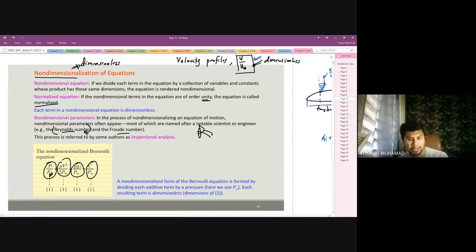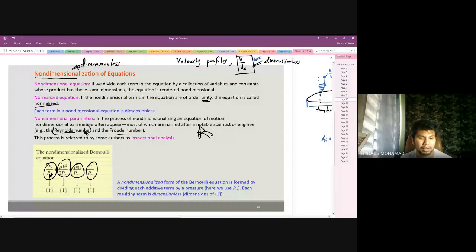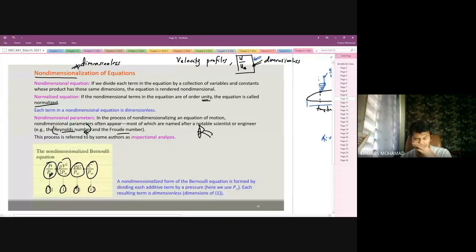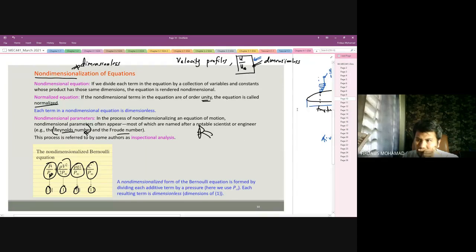Okay. So from the Euler equation is found by dividing each additive term by pressure. We use P infinity ataupun pressure reference. Each resulting term is dimensionless, which is 1. Okay, so sebab the unit unit sama kan, so kita akan dapat satu lah dia punya unit ataupun dimensionless unity. Okay, boleh untuk dimensionless ataupun non-dimensionalization of equation. Boleh.